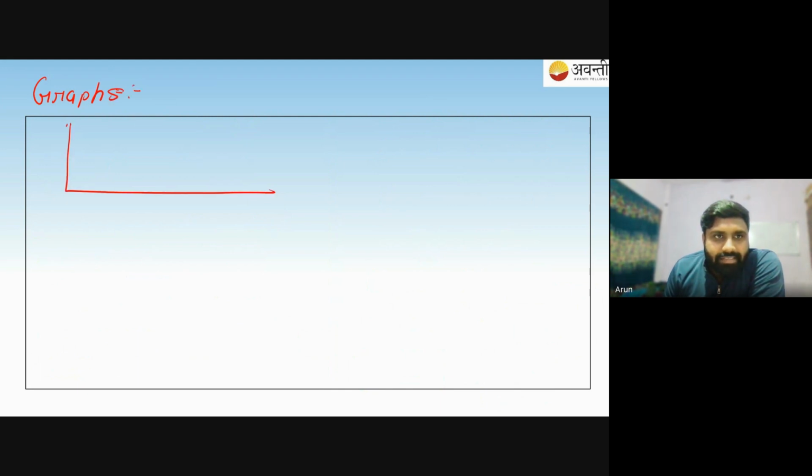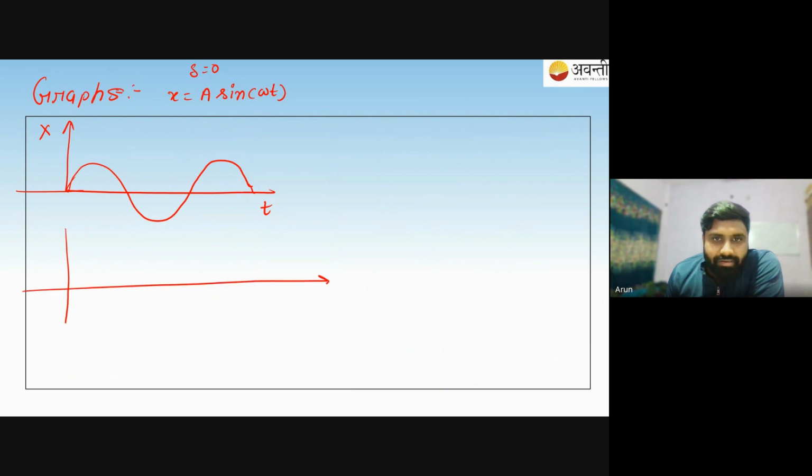Now, if you talk about the graphs, we will firstly plot x and t. This is x and this is t. So we will take this equation, x equals a sin omega t, and we will consider that delta is equal to 0 here. So this is the sinusoidal function, and it will go like this. This is x-t.